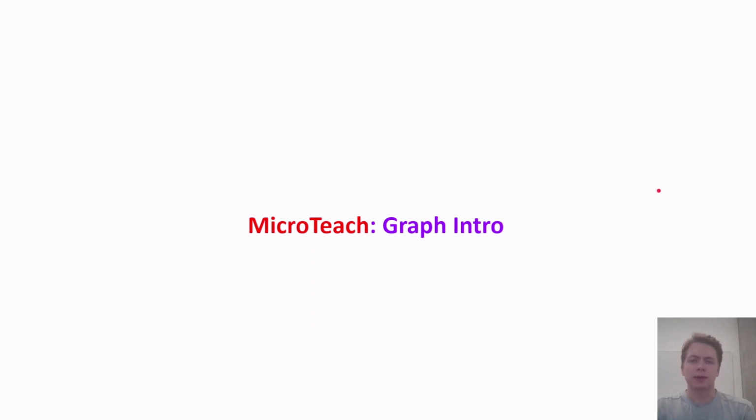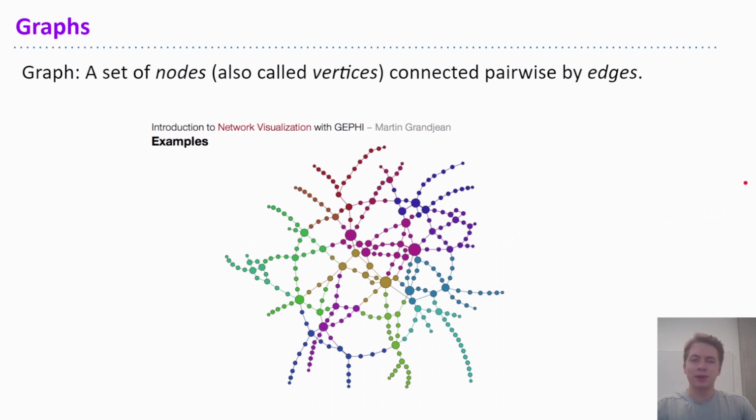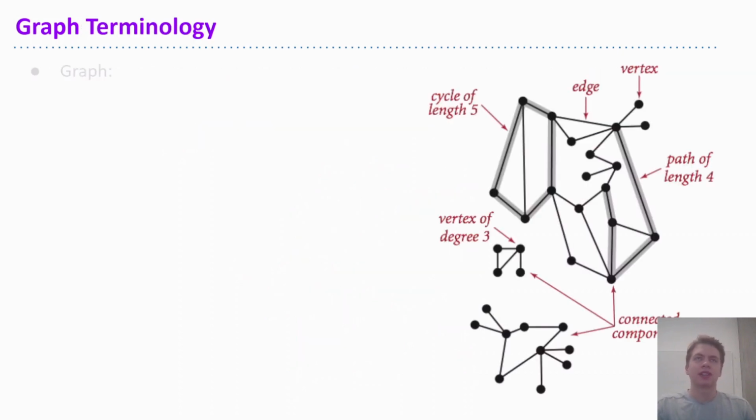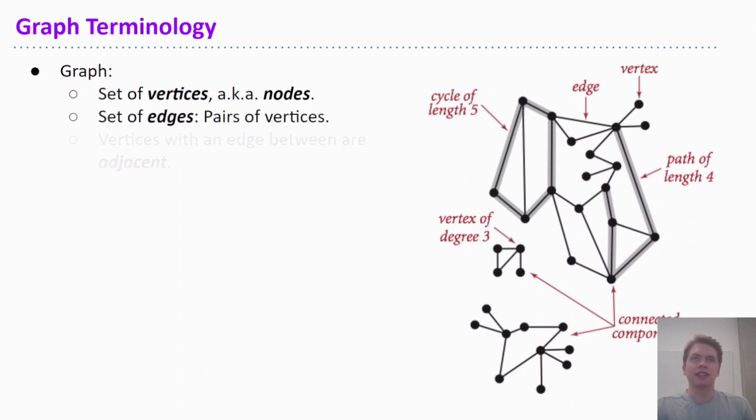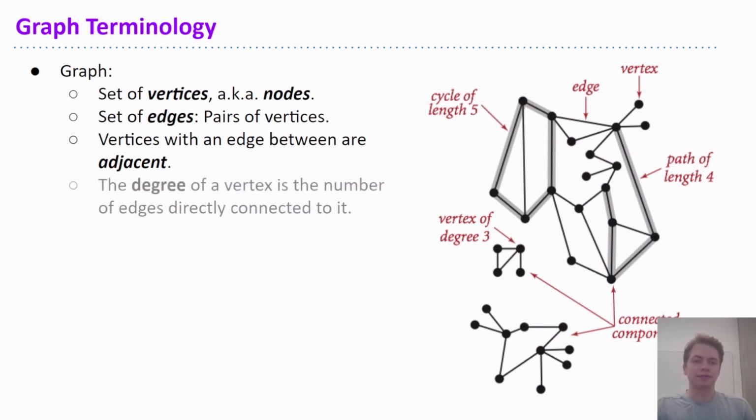Let's hop into some graph intro. If you were to boil graphs down to their simplest form, a graph is literally just a set of nodes, which are also called vertices, and a set of edges, which connect nodes or vertices. So each graph has a set of vertices, a set of edges, and vertices that are connected via an edge are called adjacent vertices.